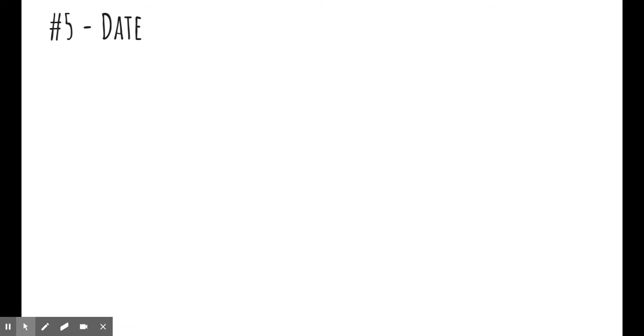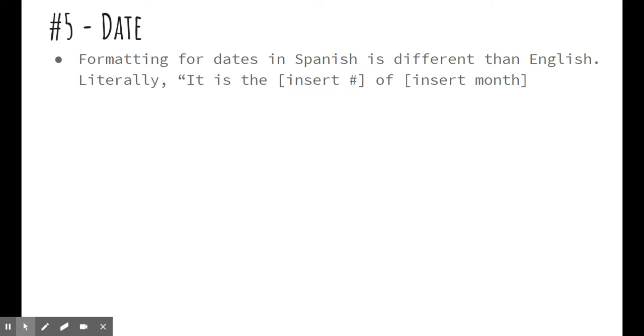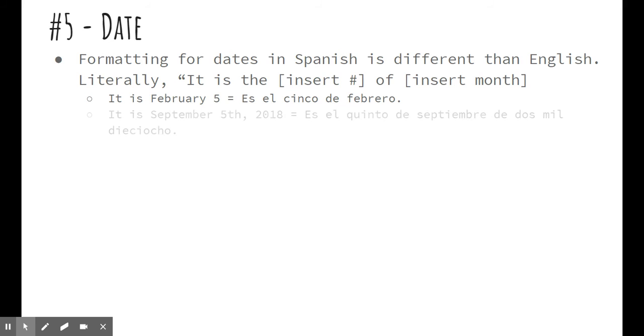All right, then we have date. So formatting for dates in Spanish is different than in English. Literally, they'll say it is the, and then the number of, then the month. So it is February 5. Es el 5 de febrero. It is September 5th, 2018. Es el 5 de septiembre de 2018.